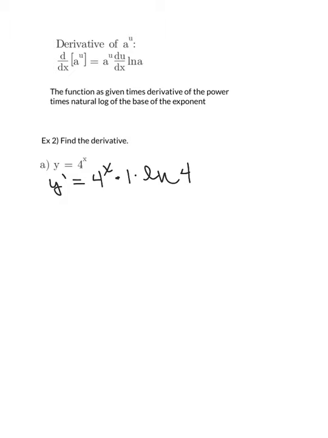We could clean this up just a little bit by taking that 1 out of there. We don't need the times 1. So 4 to the x times the natural log of 4 is our answer.